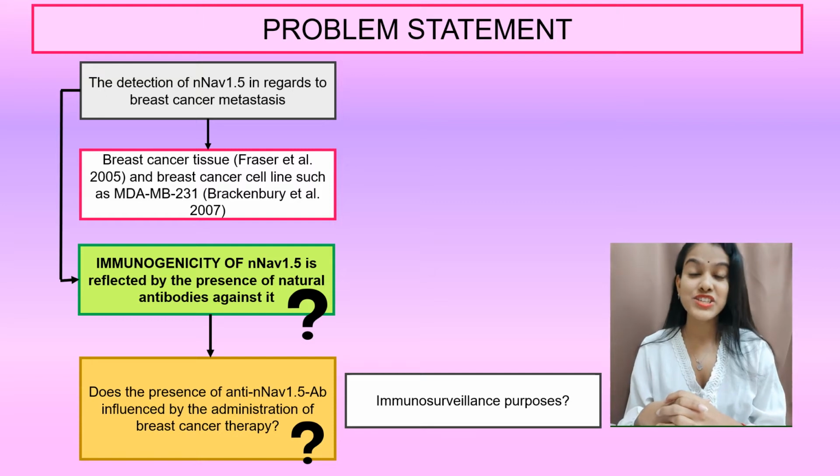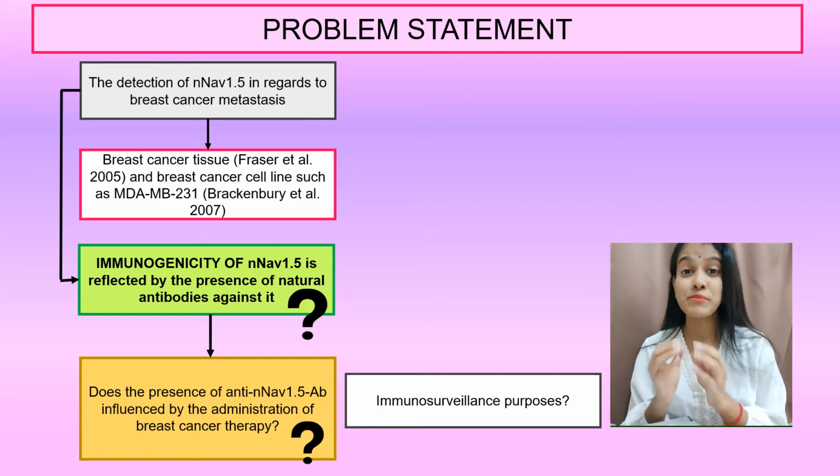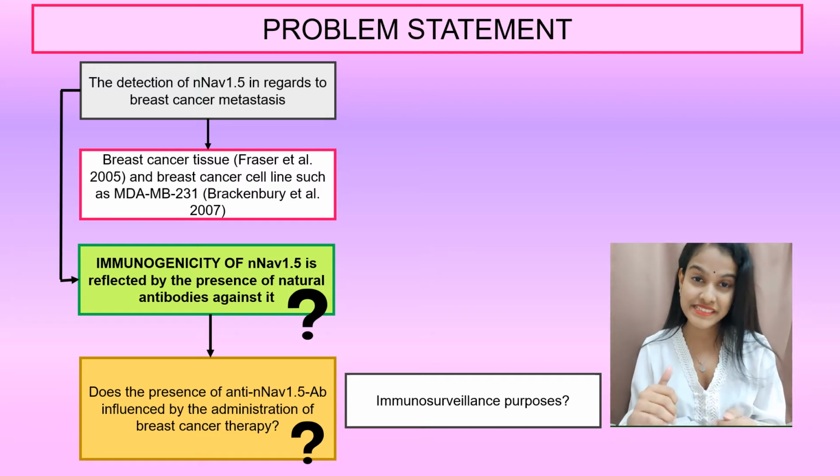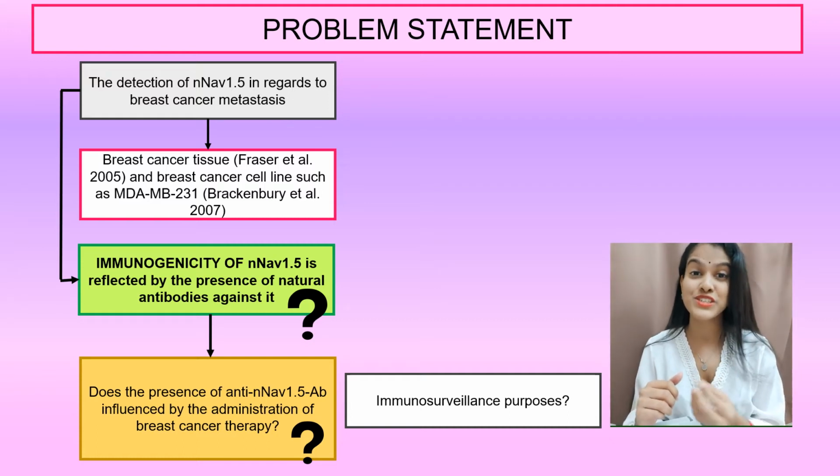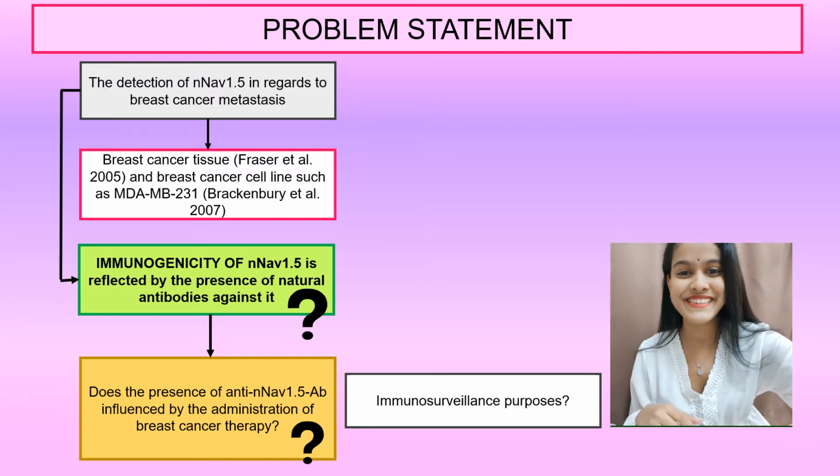Till date, the discussion on neonatal NAV 1.5 has been restricted to its role in potentiating breast cancer metastasis through studies that utilize breast cancer tissues and also cell lines. However, its immunogenicity, which is reflected by the production of antibodies against neonatal NAV 1.5, has not been studied yet, let alone the immunosurveillance function of these novel antibodies.